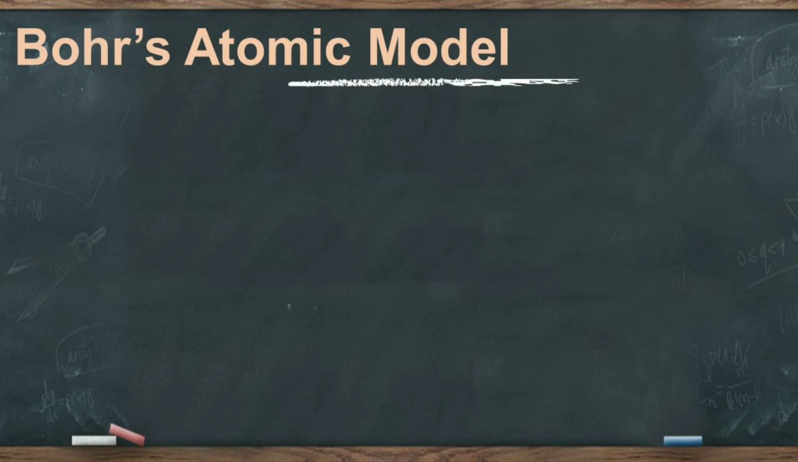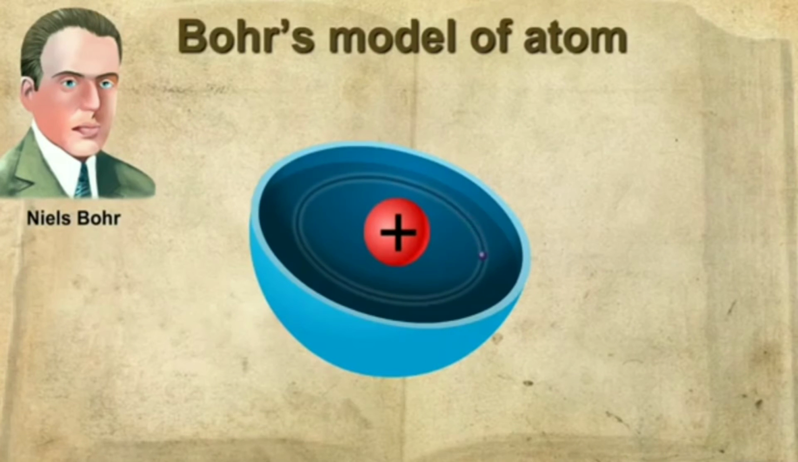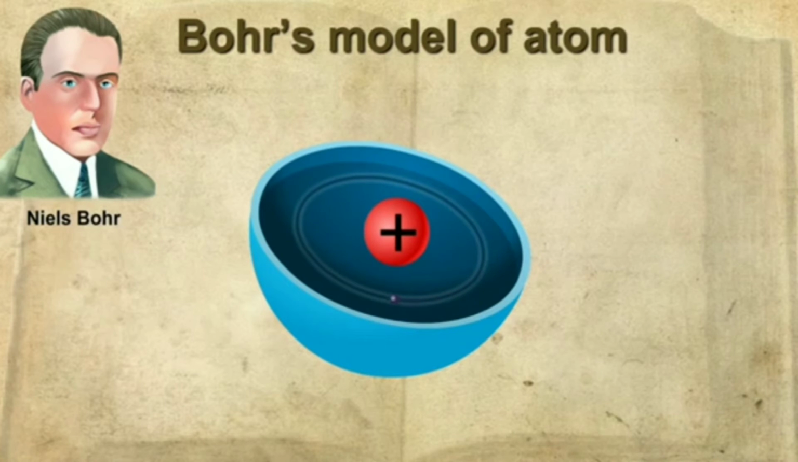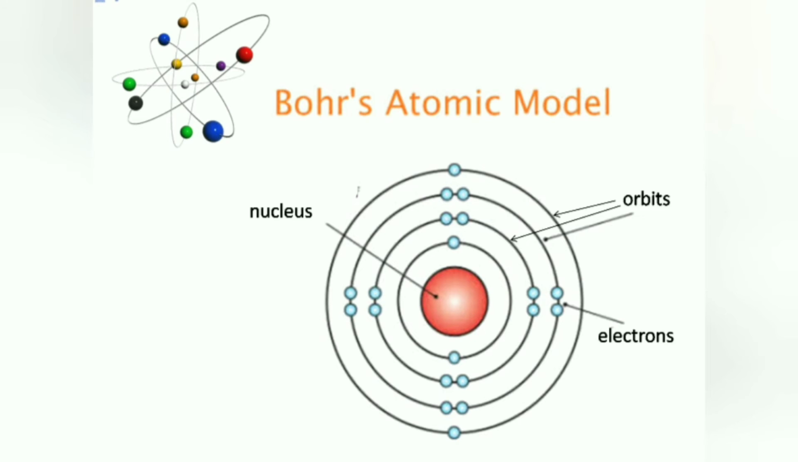Then Niels Bohr modified Rutherford's atomic model in order to explain the stability of the atom. He proposed a 3D model. Bohr said that electrons do revolve around the nucleus, but their energy remains fixed. He explained that the energy of electrons remains fixed because they are restricted to some fixed orbits. Each of these orbits is at a fixed distance from the nucleus and is associated with a fixed amount of energy. Even though the electrons are moving at high speed around the nucleus of atom, they do not lose energy.